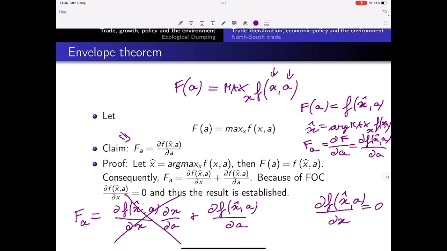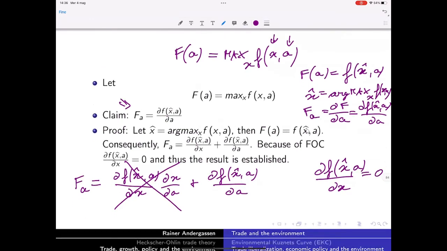Okay, is it clear? This is the envelope theorem. So I can forget about the indirect effects because I'm maximizing, and this implies that the indirect effect is second order. You don't have first order effects. Is it clear? Now, why is this useful?